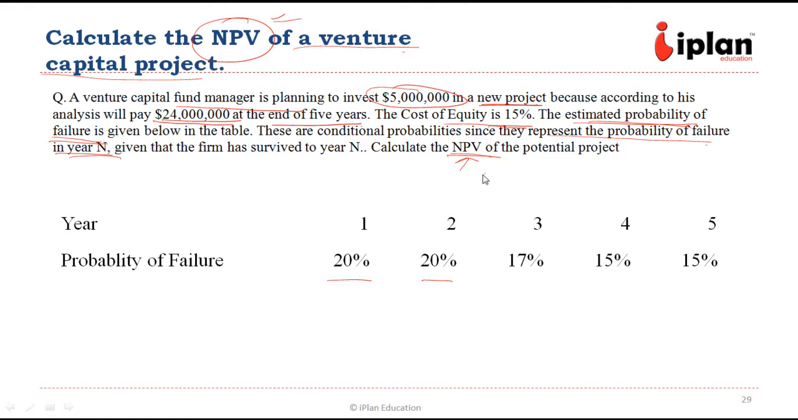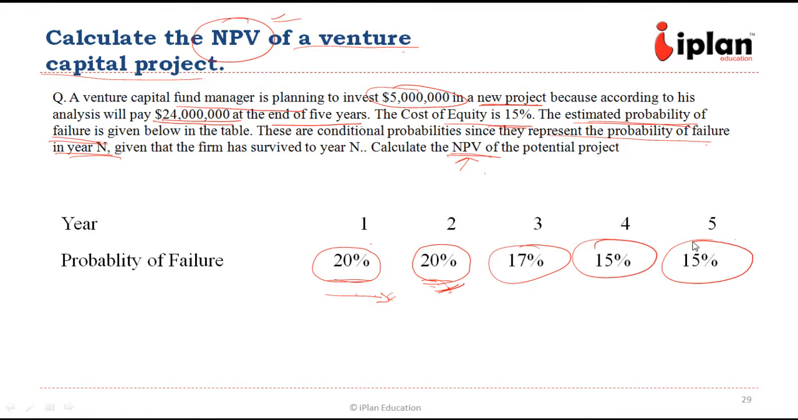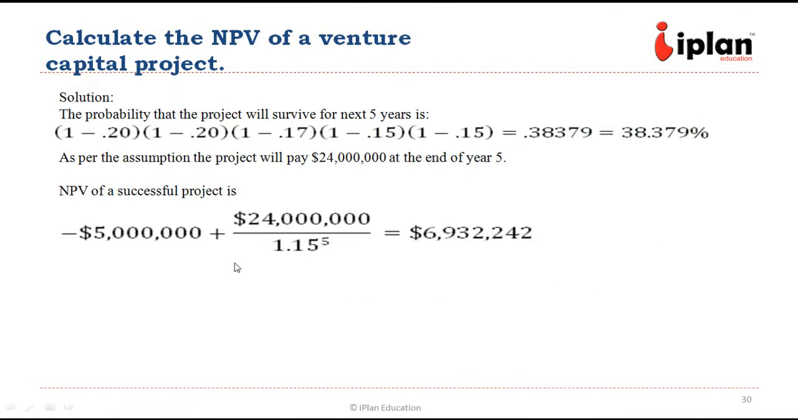So for the first year, the probability of failure is 20%. The second year probability is 20%, which is the conditional probability that, provided that it did not fail in the first year, what are the chances that the company will fail in the second year? That is 20%. Similarly, the conditional probabilities for subsequent years are 17%, 15%, and 15%. Now we need to find out the NPV. So first we have to calculate what are the chances that the company is going to survive. The project will survive for the next 5 years.